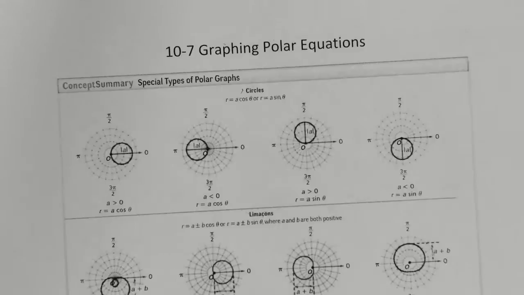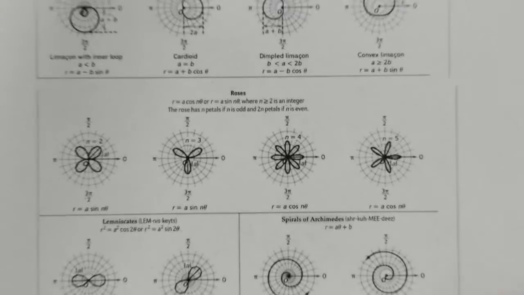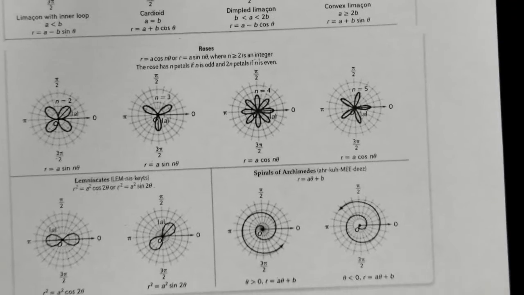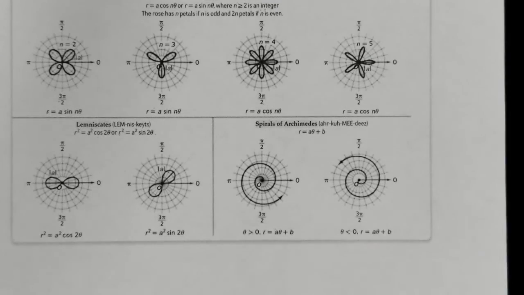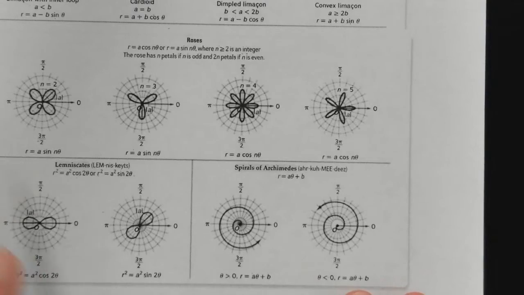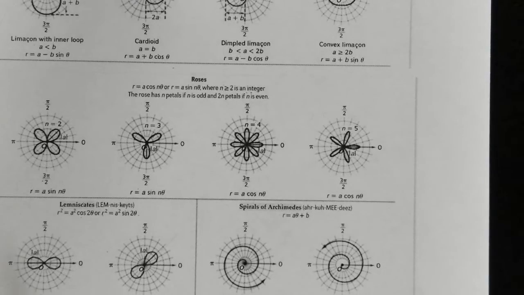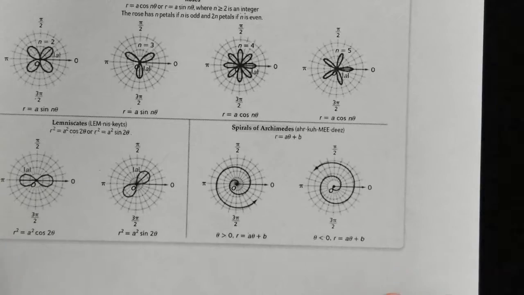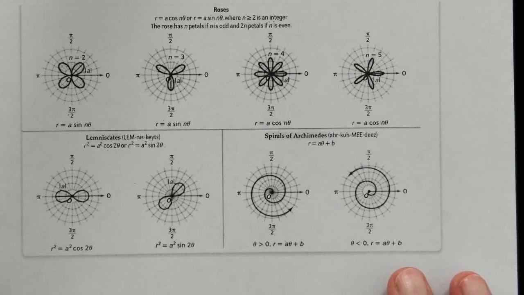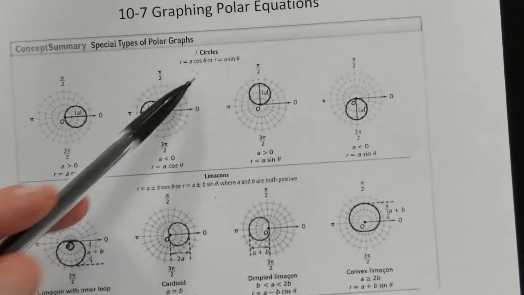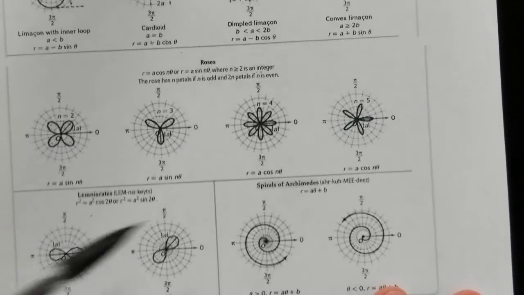Really, all we're going to do is look at equations and try to identify what the graph would look like, or identify which graph matches an equation. So we're not going to do a whole lot with the different types of equations and plot points and try to find the equation of a spiral or that sort of thing. It's merely going to be: which equation matches this graph, and what type of graph is it? Is it a circle, a limaçon, a rose, a lemniscate, or a spiral?